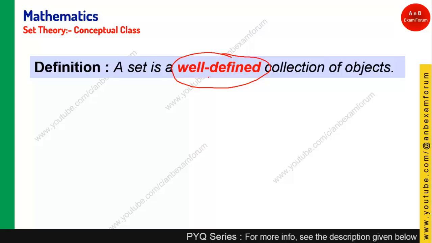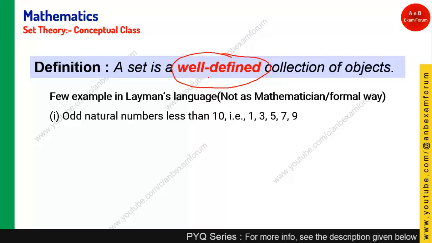For example, we will not put it in a mathematical or formal way. It is just layman language. If somebody asks, tell me the set of odd natural numbers less than 10, you will definitely say 1, 3, 5, 7, 9. These are the odd natural numbers which are less than 10. It is well defined. Why is it well defined? Because either a number belongs to this set or it doesn't belong. There are two options only, either 1 or 0, either it belongs or it does not belong, and there is no ambiguity in that question.